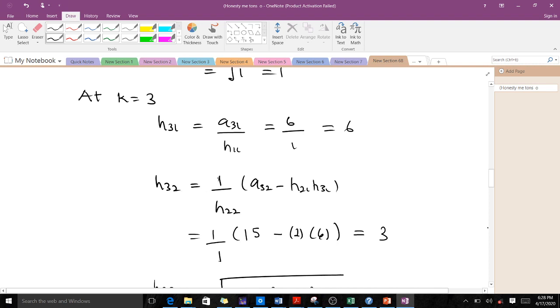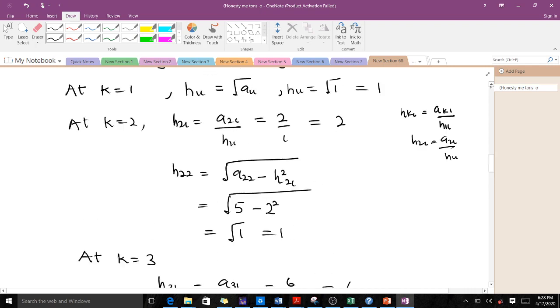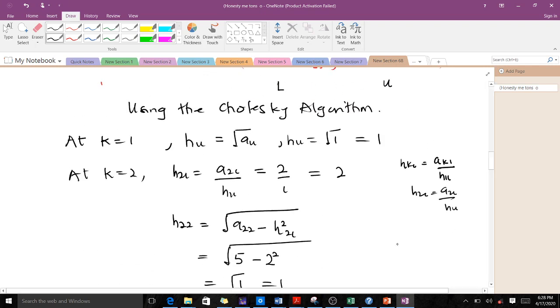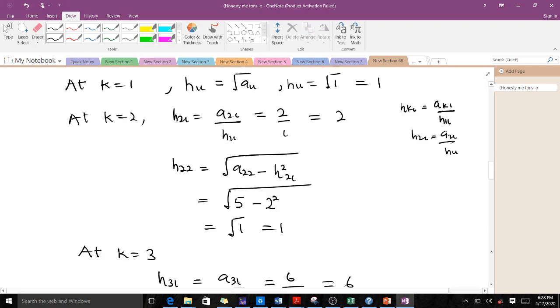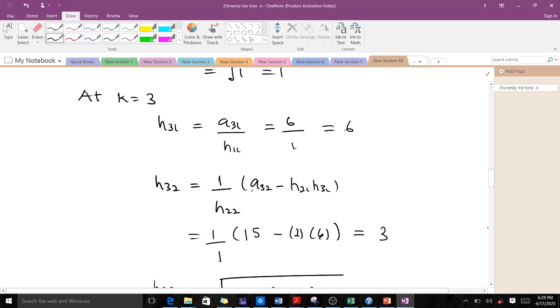Then our h32 is equal to 1 over h22 times a32 minus h21 h31. So you realize that our h22 has been found to be 1. Then our a32 in the question is 15. You can check the matrix. Our h21 has been found to be 2 and h31 is 6. So when you put everything in, you are going to get h32 to be 3.